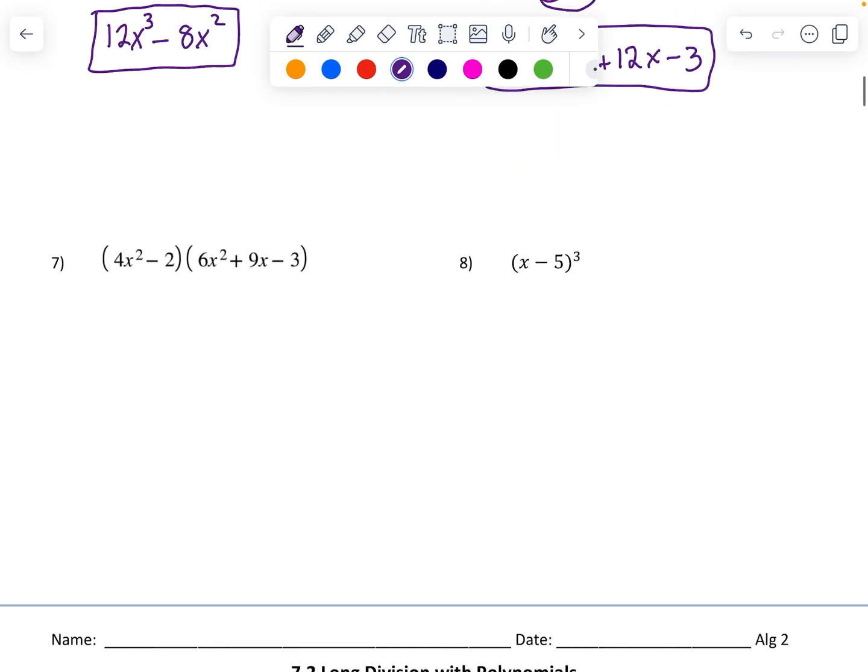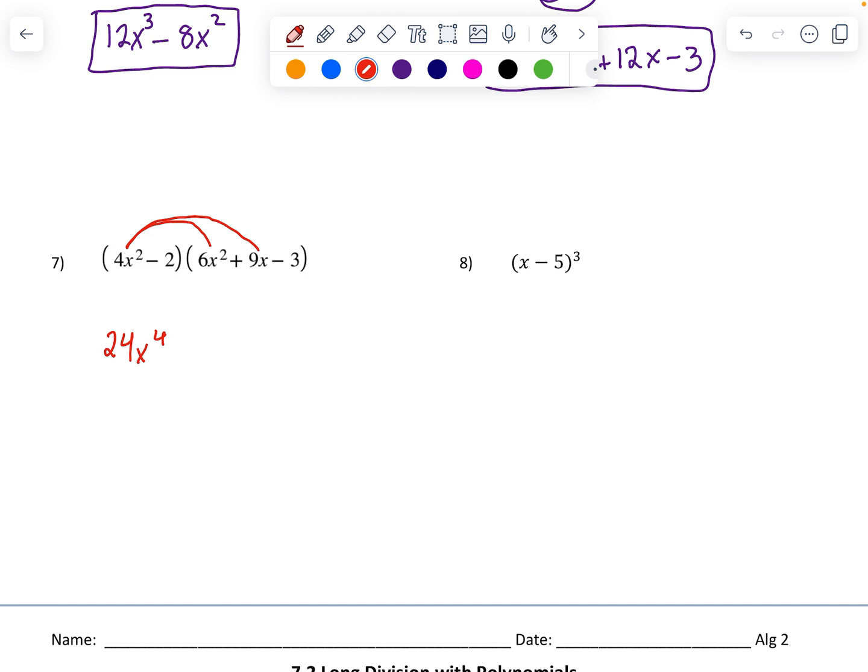Finally, we've got a binomial times a trinomial. So here, we're going to distribute a lot. So each term has to be distributed to all the other terms in the other polynomial. So this 4x squared is going to get distributed here. So 24x to the 4th, so I'm adding those exponents.